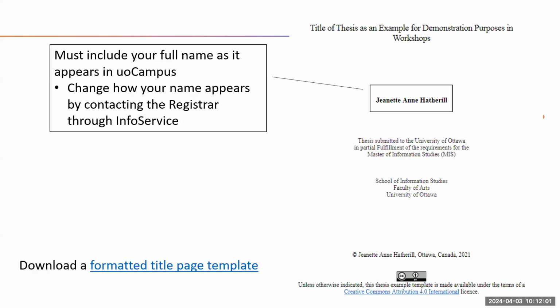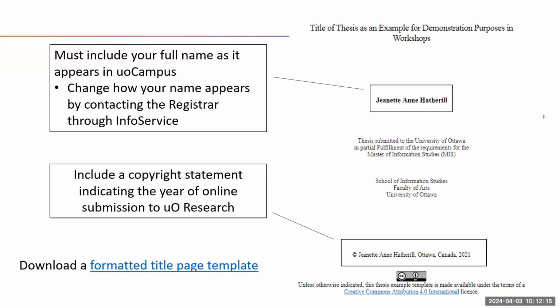There are two things that I'd like to point out specifically. First, the name on your title page must be your full name as it appears in UO Campus. So if you wish to change how your name appears, you must first contact the registrar through InfoService. Secondly, you must include a copyright statement indicating the year of your online submission to UO Research.